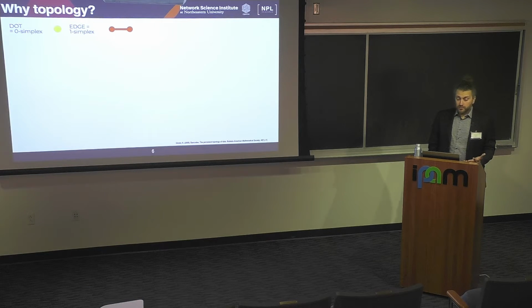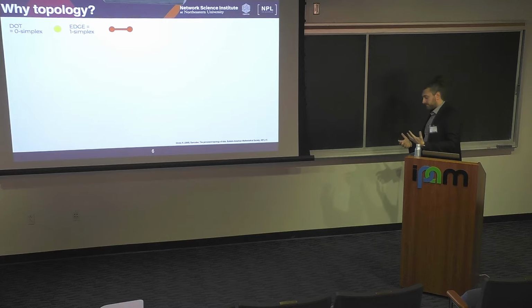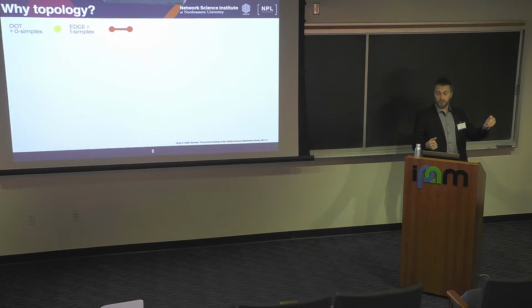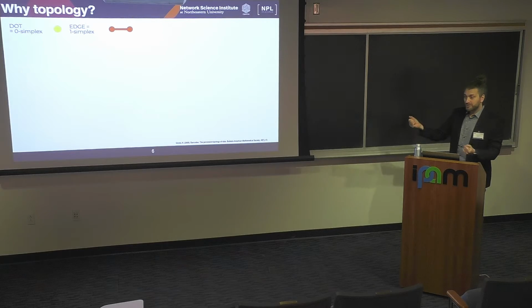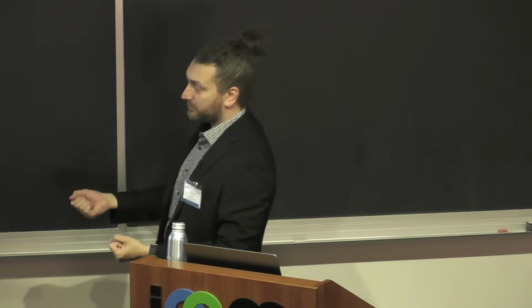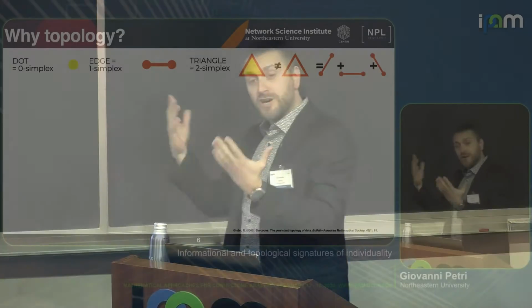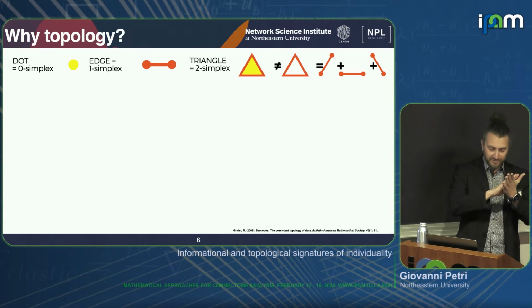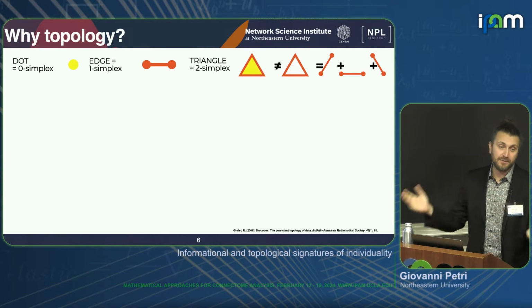Jokes aside, why is topology important? What kind of additional dictionary does it give? We're familiar with the dot, the node, and the edge, which we're going to call 0-simplex and 1-simplex. If you start using a topological, at least a simplicial description, you can also have the triangle. Now the triangle is the actual triangle where you have the full part in there. So it's not just the sum of the edges.